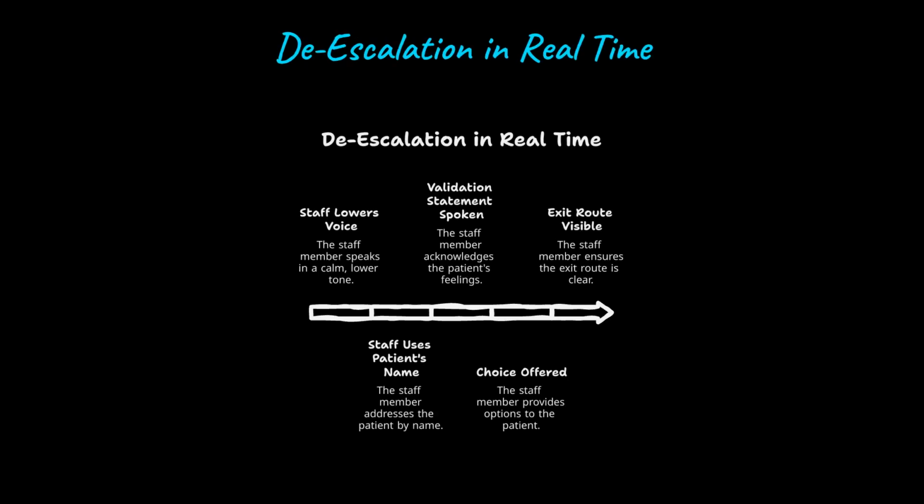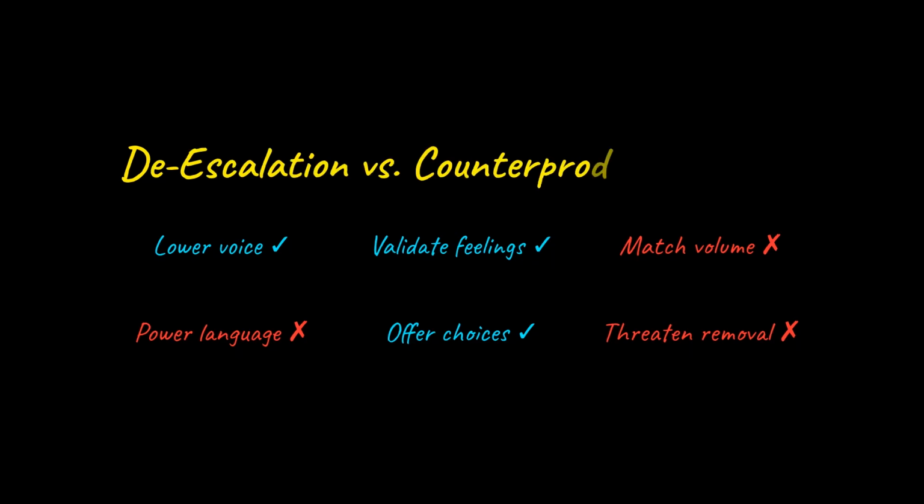Using the name, offering a choice, and setting a respectful limit each address a different psychological pressure point driving the escalation. In practice, the sequence unfolds deliberately. The staff member slows breathing, lowers their voice, and opens with a validation statement. Something like, "That kind of wait is genuinely frustrating." The next move offers a small choice, giving the patient something to engage with rather than fight against. Throughout, the staff member keeps an exit path clear.